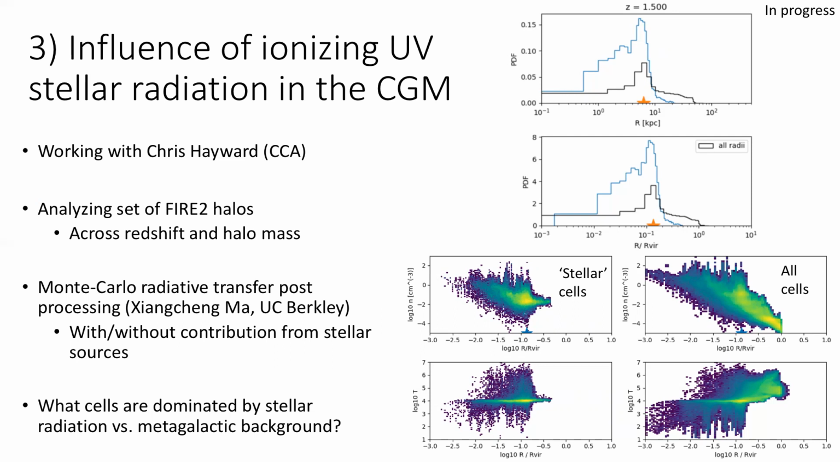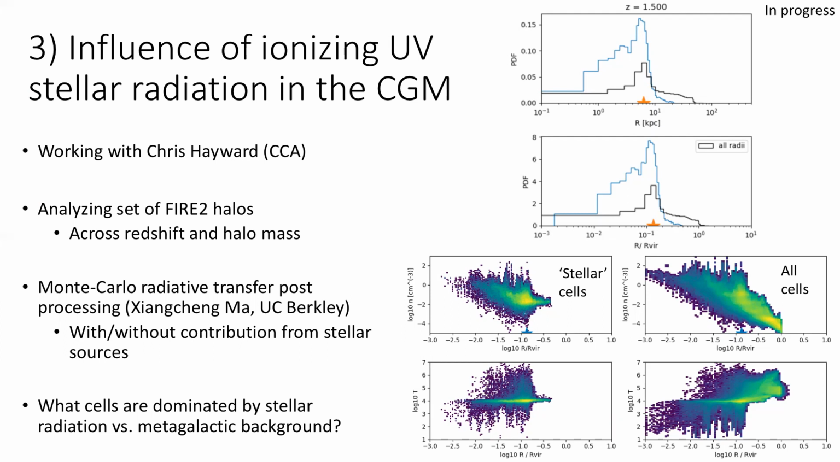I'm working with Chris Hayward on this project at the CCA, at the Flatiron Institute in New York City. I'm analyzing a set of FIRE-2 halos across redshift and halo mass. And I'll be using a Monte Carlo radiative transfer code to post-process them. This code can be found in Zhaozhou Ma's work at UC Berkeley, who used this code to study reionization.